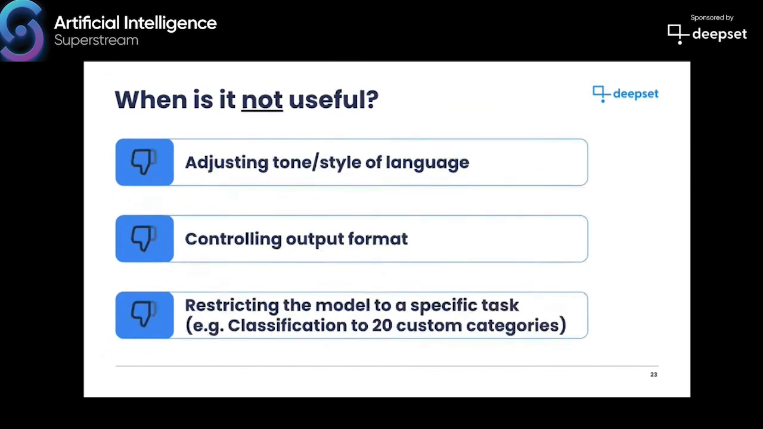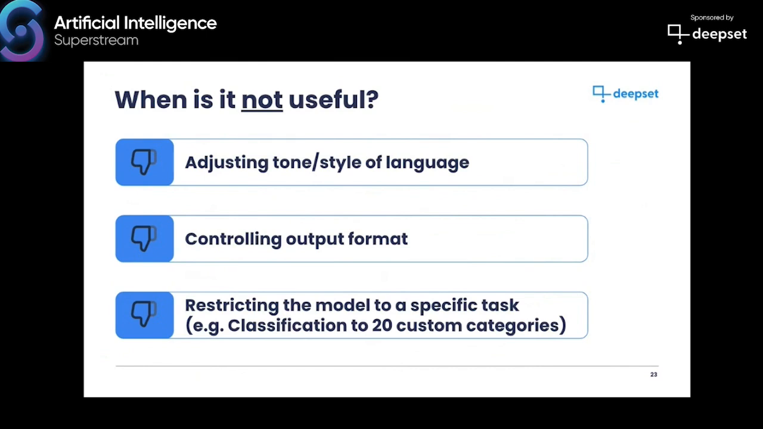Of course, RAG is also not a silver bullet for every situation. It's not very useful if you want to adjust the tone or style of language in your generated text. This is better done with prompt engineering or fine-tuning. It also doesn't help with controlling the output format. So if you struggle with generating valid JSON in a certain format, RAG won't help. It's also not really useful when you want to restrict the model to a very specific task where the performance of the generic LLM is not good enough.